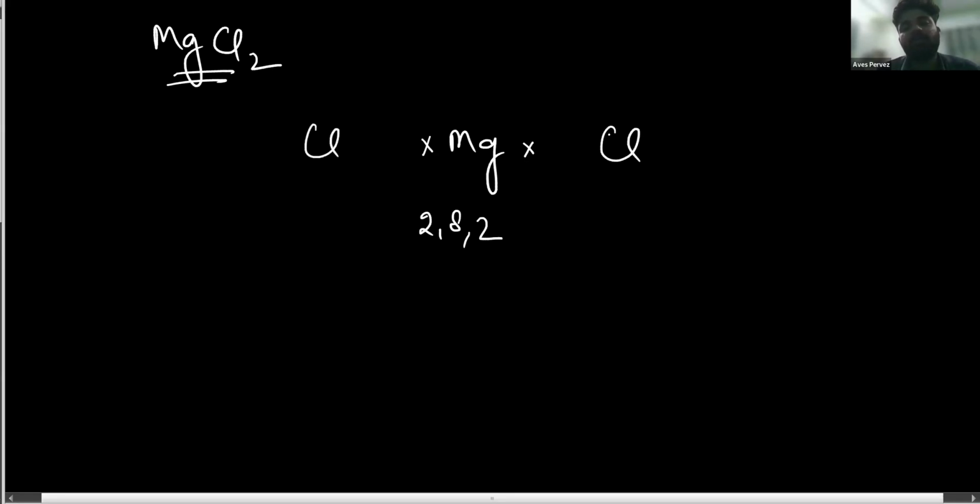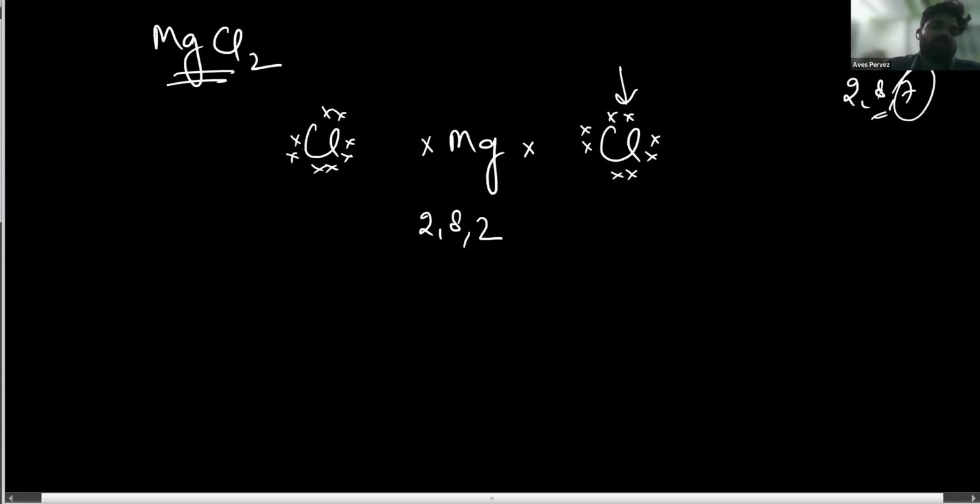And how many electrons are there in the outermost shell of chlorine? 7. 2, 8, 7. Should I represent 8 electrons or 7 electrons here? I have to represent the outermost shell. Okay. That is 7. Now, this 1 electron will go to this one, and the other electron will go to this one. So this is the representation of how electrons are being transferred.